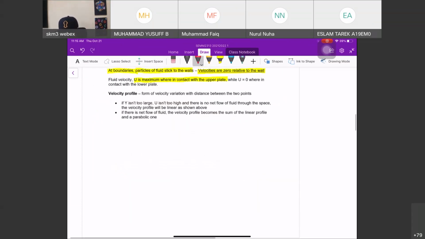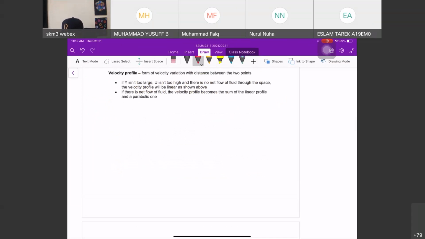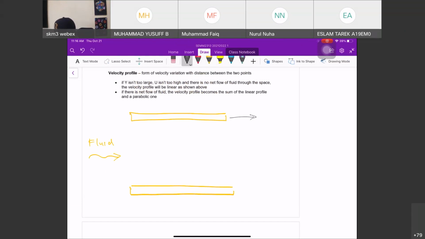Okay, what happens if we have another case? For example, we have the bottom plate, and then we have the fluid in between, but the fluid is moving. The fluid is moving to the right, as well as the plate here. The plate moves to the right. So what happens to the velocity profile? Is it the same, linear or non-linear?